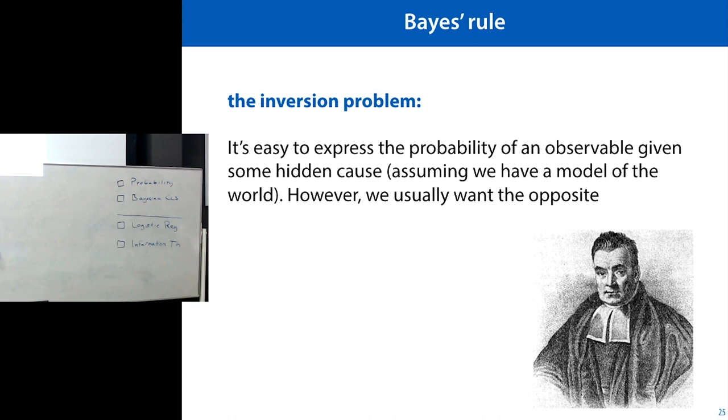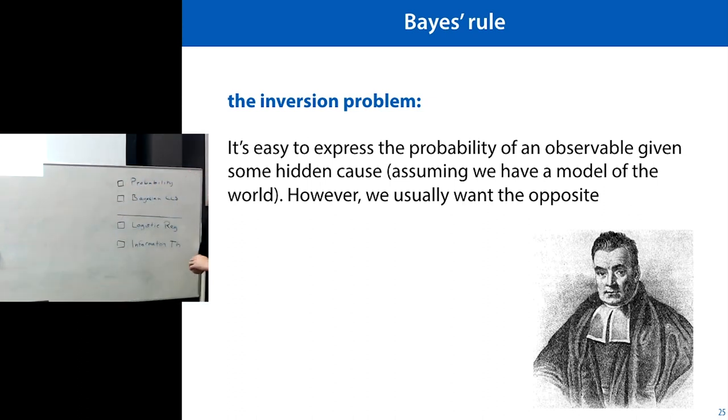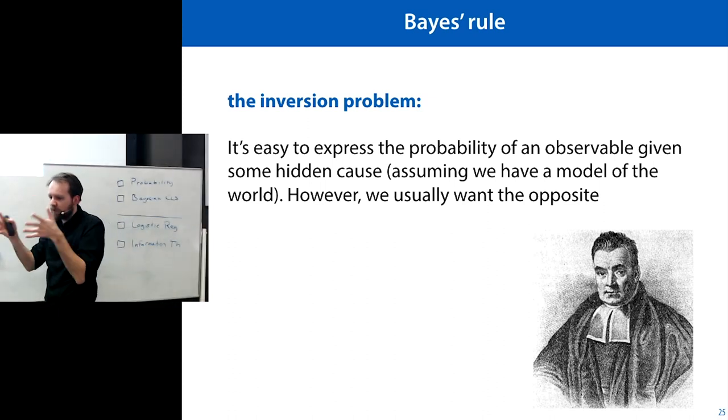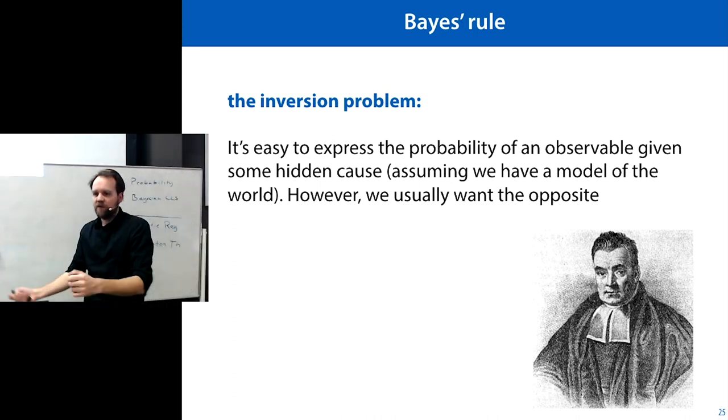So the inversion problem is that if we have a state of the world, a way we know the world works, or we think the world works, some laws, the way we think the world operates, then given a state of the world, it's usually quite easy to express the probability of all possible outcomes. That's easy to do. We know how to do that. If our model of the world works well, then we have: if this is the case, then these are the probabilities for our outcomes. And the outcomes are what we call the observables.